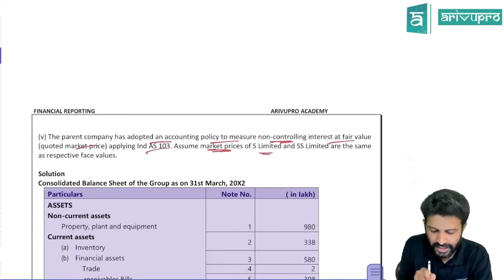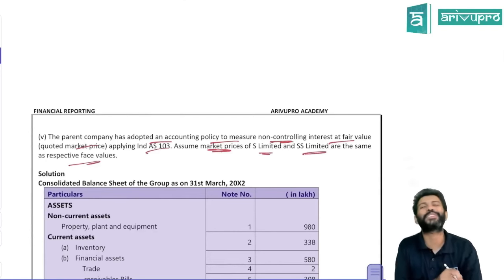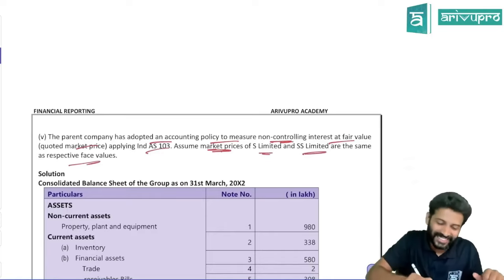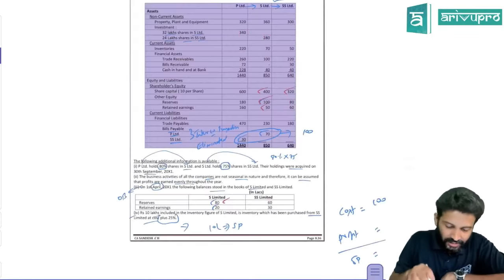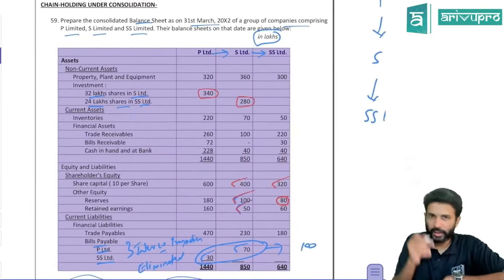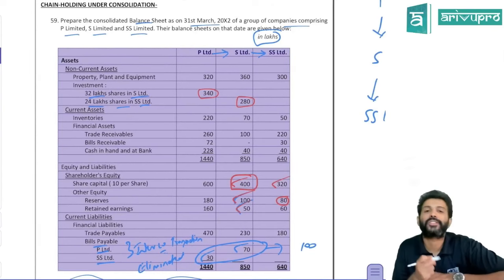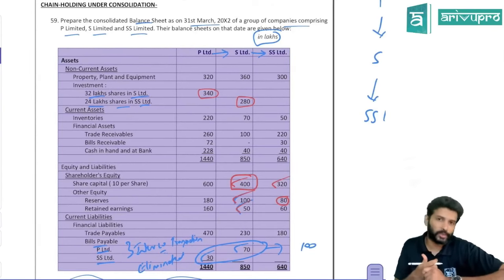Assume market price of S Limited and SS Limited are same as their respective face value. They're saying face value and market value are same. Oh, okay. Alright. In the question, no, sir. Obviously, share capital you show it at face value. So 400 lakhs is the total face value of the company.